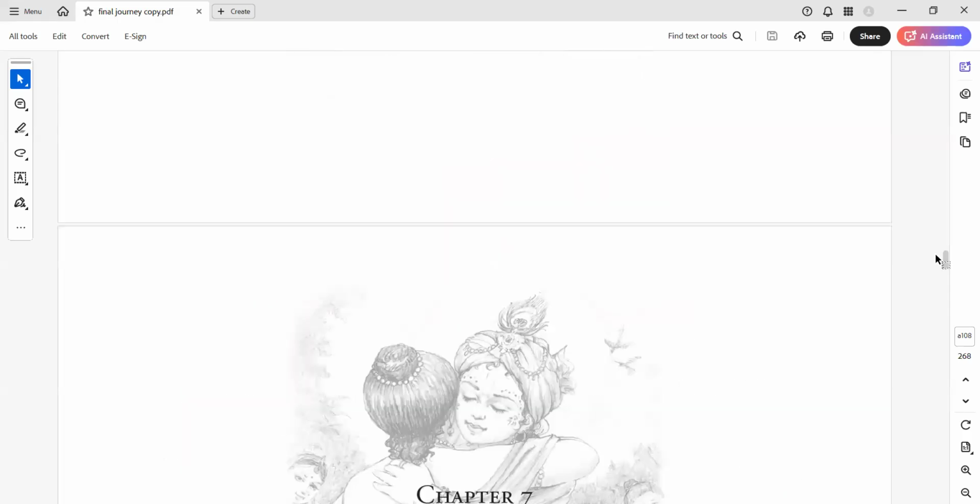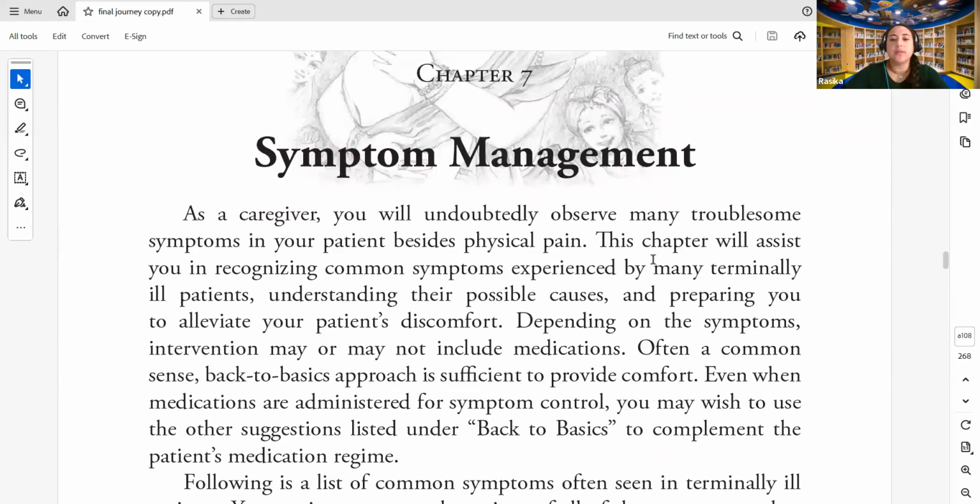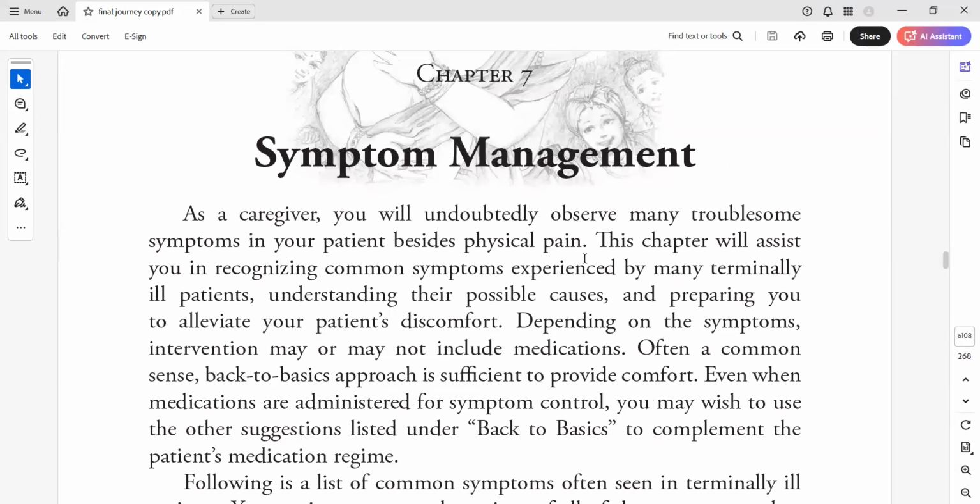Intervention may or may not include medications. Sorry, let me go back to. Often a common sense back to basics approach is sufficient to provide comfort. Even when medications are administered for comfort control, you may wish to use the other suggestions listed under back to basics to complement the patient's medication regime.